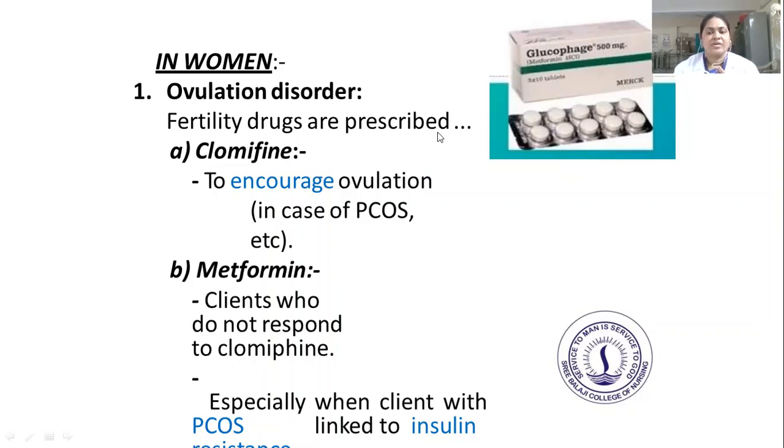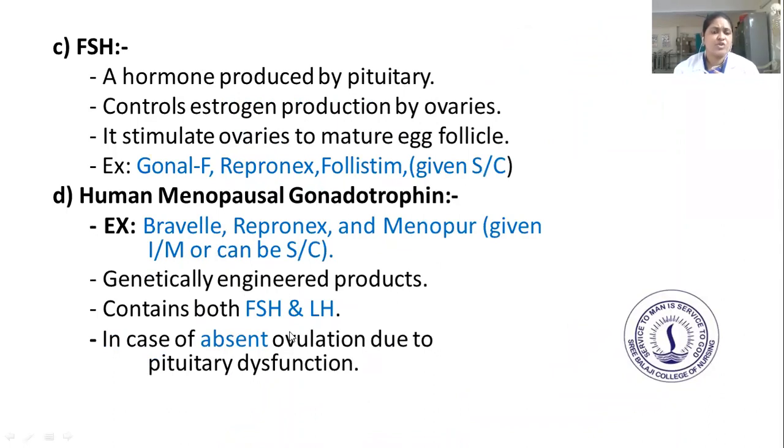Fertility drugs can be prescribed, that is clomiphene, to increase the ovulation in case of PCOS, and metformin for the client who does not respond to clomiphene. We can go with metformin mainly when a client with PCOS is linked with insulin resistance. Next is FSH hormone. The hormone produced by the pituitary controls the estrogen production by the ovaries, and it stimulates the ovaries to mature the egg follicles. Mostly it is used as follicle stimulating hormone.